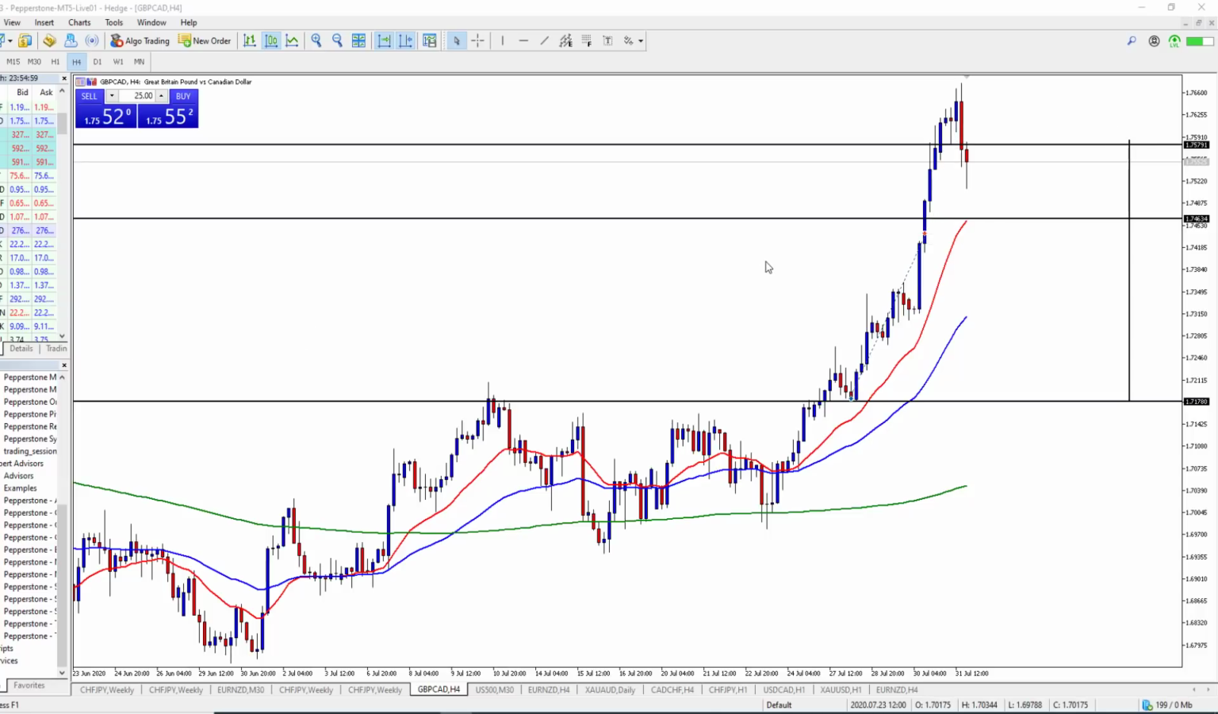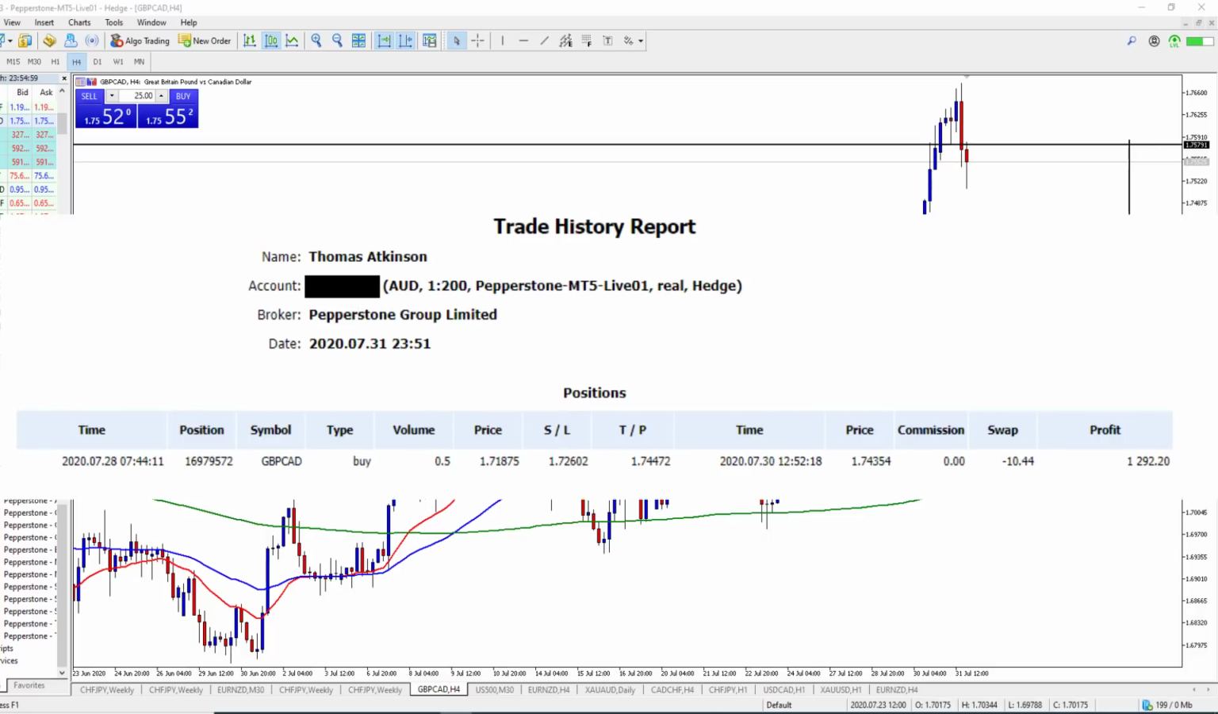I'll quickly just put up how much this ended up making for the trade. I think it was about $1,200-ish. It cost about $10 in swap. And remember, swap is a real cost when it comes to trading the markets. Effectively, it's your daily cost of trading Forex. And in terms of the brokerage in this account, it was a no commission brokerage. So effectively, you were paying more in the actual spread than anything else.